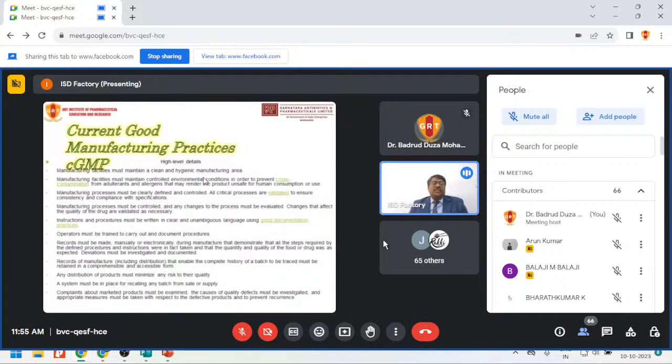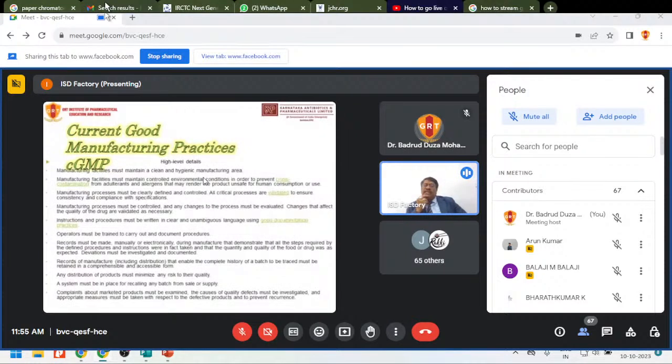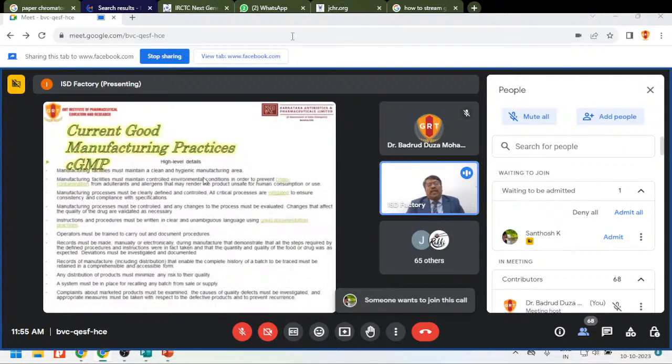And the instructions and the procedures must be written in clear and unambiguous language. So here, current good manufacturing practices say that we should follow the SOPs, standard operating procedures. As per the procedure, we should process the systems. Here the important thing I want to tell you is that in good manufacturing practice, the SOPs also will be displayed in the local language. We are writing in English. Some of the employees will know English.